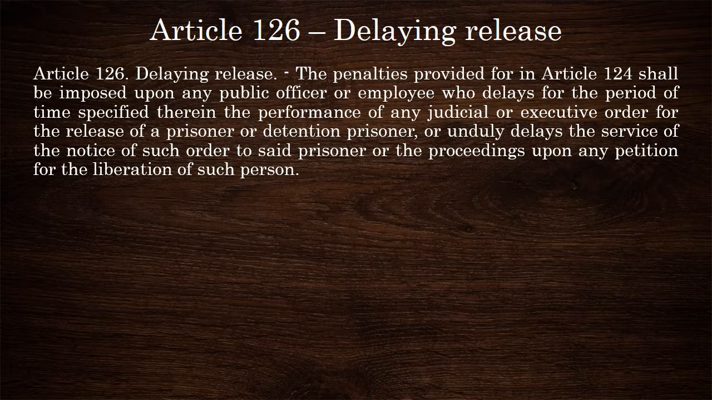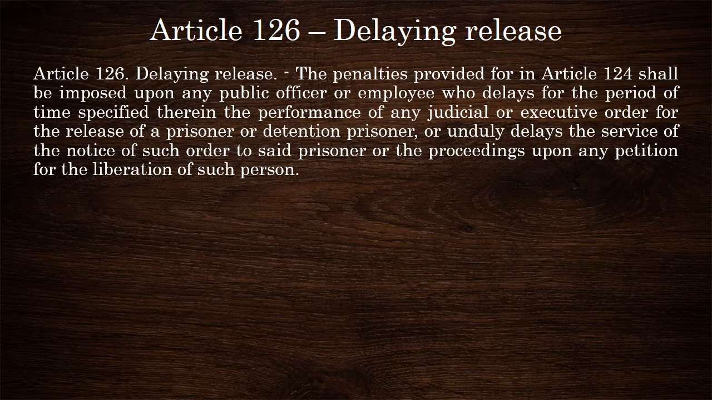We are now in Article 126, the crime of delaying release. The penalties provided for in Article 124 shall be imposed upon any public officer or employee who delays for the period of time specified therein the performance of any judicial or executive order for the release of a prisoner or detention prisoner, or unduly delays the service of the notice of such order to said prisoner, or the proceedings upon any petition for the liberation of such person.